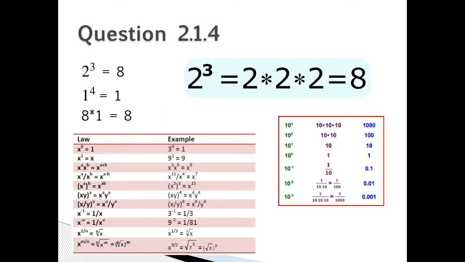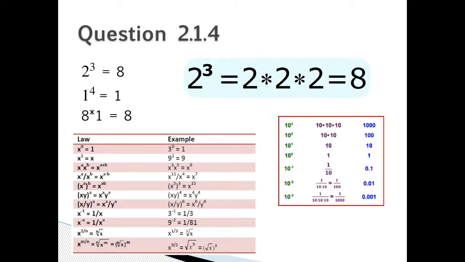So x to the power 0 is equal to 1. An example will be 3 to the power 0 is equal to 1. x to the power 1 is equal to x. For example, 9 to the power 1 is equal to 9. x^a times x^b is equal to x^(a+b). An example will be x to the power 3 times x to the power 5 is equal to x to the power 8.